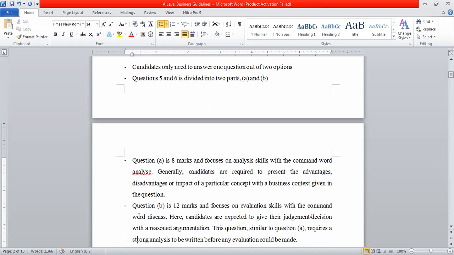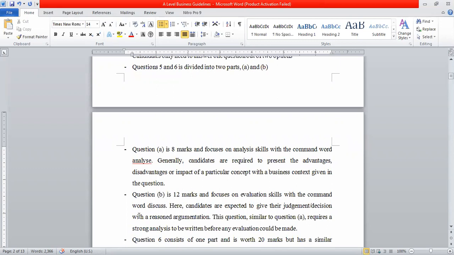As for question A, while for question B, it is 12 marks and focuses on evaluation skills, which is in assessment objective 4, AO4. If you want to have evaluation, you need to have a strong foundation of knowledge, application, and analysis, as I always explain in the classes. So you have to have a strong foundation for the knowledge, application, and analysis to have the strong evaluation.